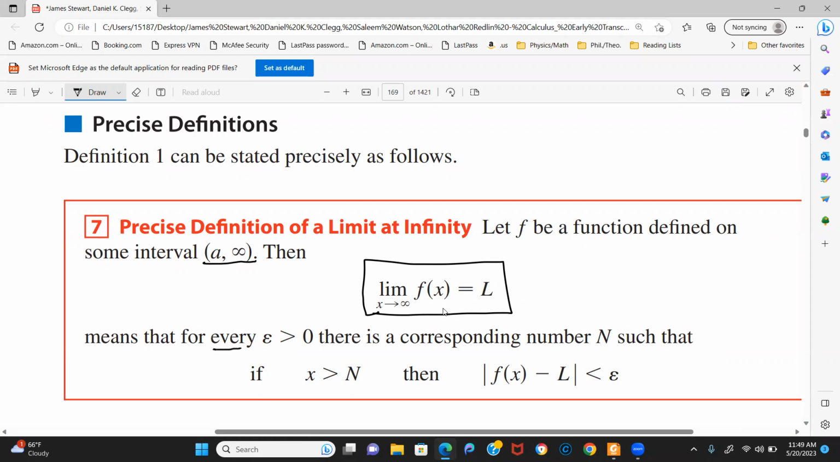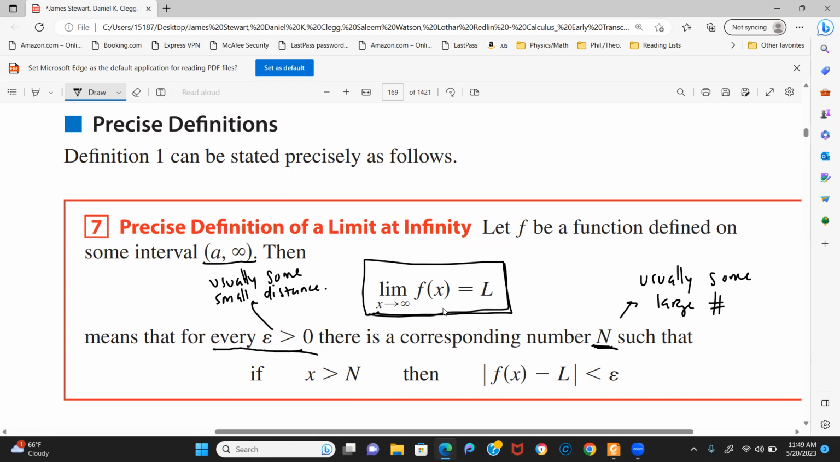It means that for every epsilon, so any distance I give you, you can find a corresponding number n. Epsilon represents a distance, and this is usually small, and n is usually some large number. The limit of f of x as x goes to infinity equals L means that for every small epsilon I give you, you can find a corresponding large number n, such that if x is bigger than n, then f of x will be within epsilon units of L. So you'll be really close to it.